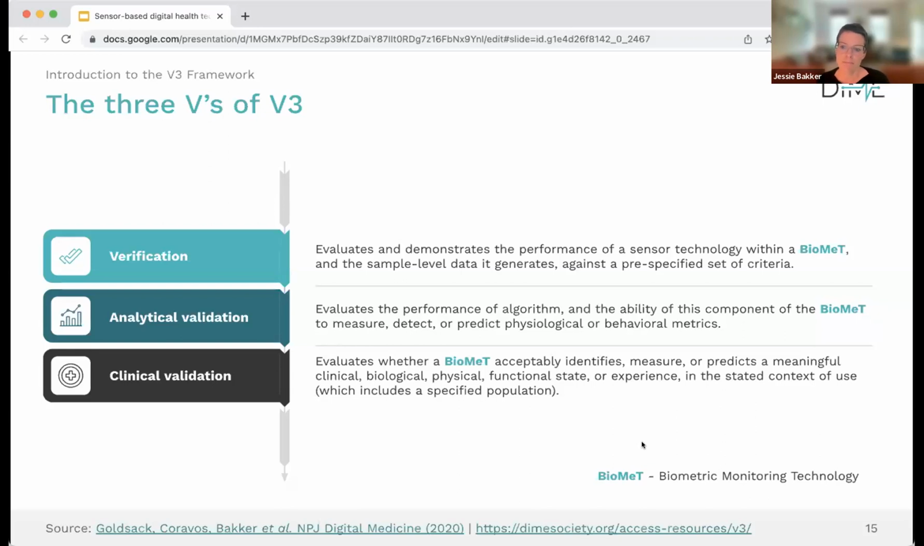So the term V&V, verification and validation, is a term or a concept that's been around for many, many years, coming out of the engineering literature specifically. What V3 does, and actually we were not the first to do this, is take the validation piece and split it into 2 components, because analytical validation focused on algorithms is specific to digital tools, whereas clinical validation and verification are concepts that are applicable across the board.